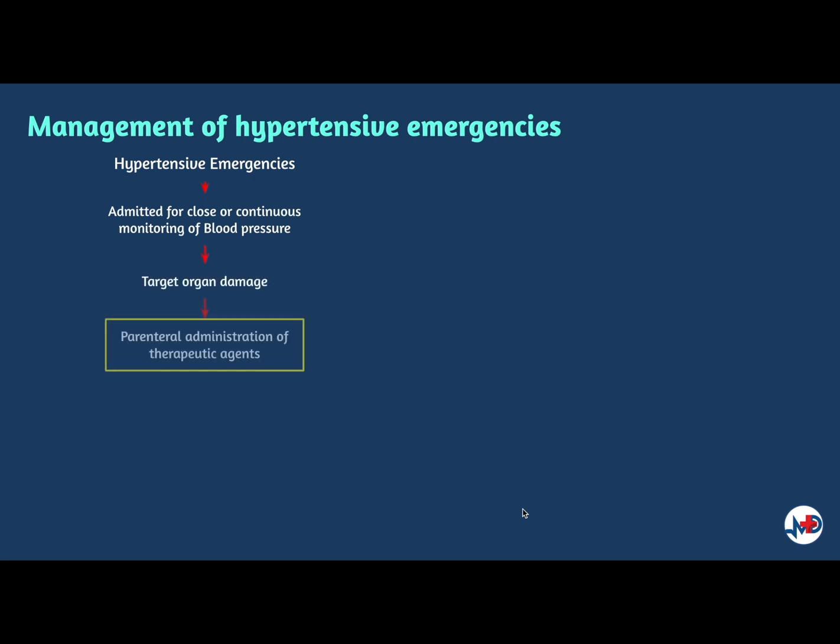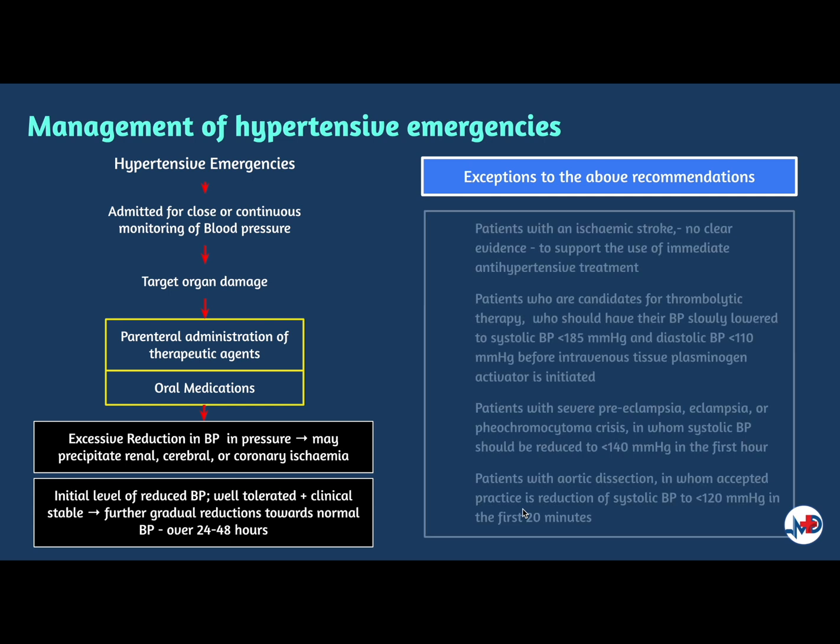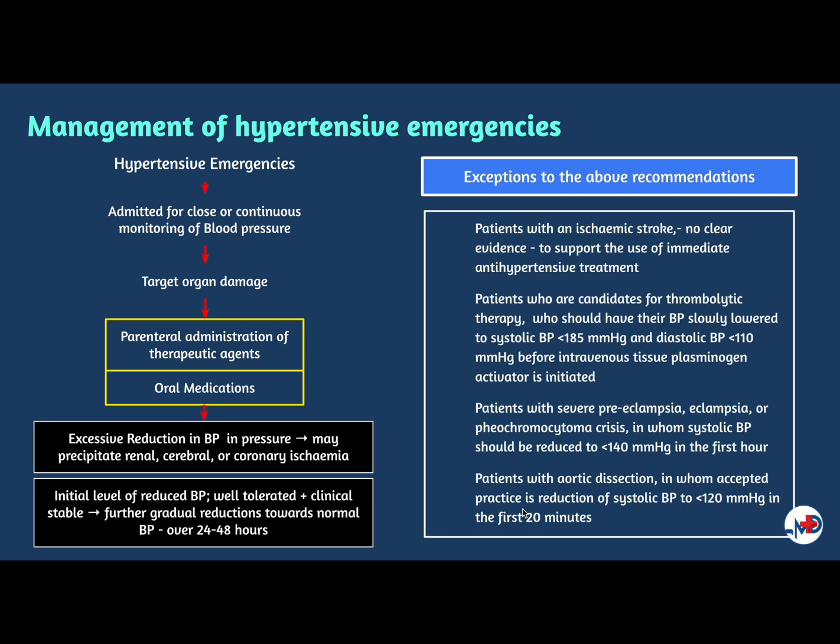When it comes to management of hypertensive emergencies, admit the patient for close or continuous monitoring of blood pressure, monitor for target organ damage, and administer parenteral administration of therapeutic drugs. Remember, oral therapy may be considered later as you will require an excessive reduction in blood pressure in the initial phase.